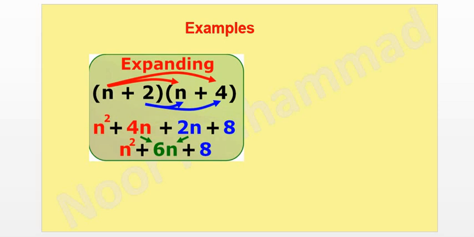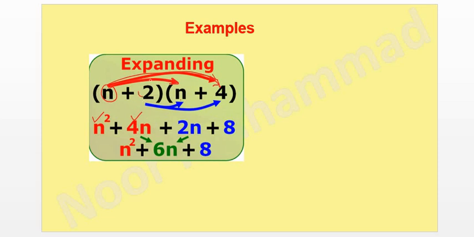As you can see here, we want to expand n plus 2 times n plus 4. With the help of the red arrows, I have shown how to multiply this n with this n and positive 4. So n multiplied with this n will give me n squared. Then this n multiplied with this 4 will give me positive 4n.